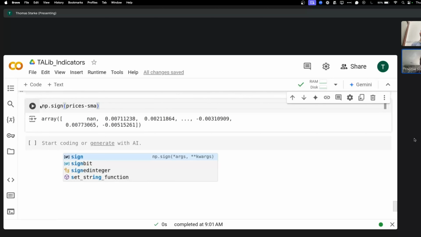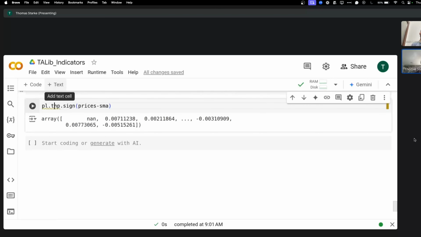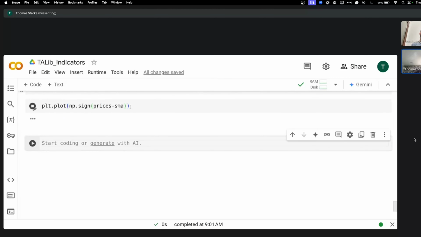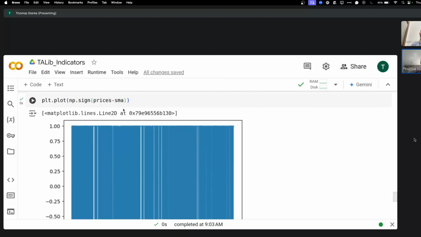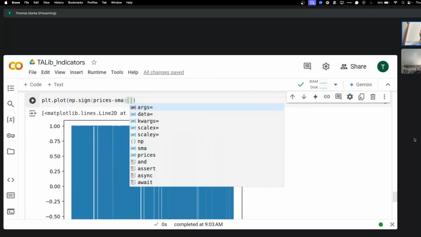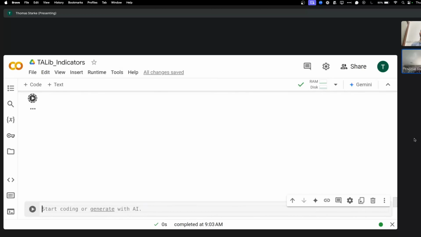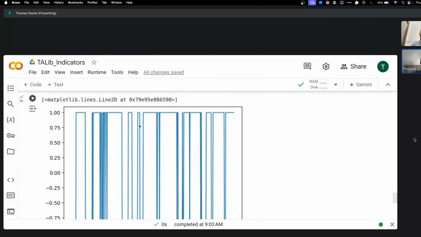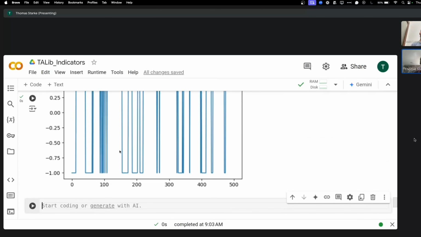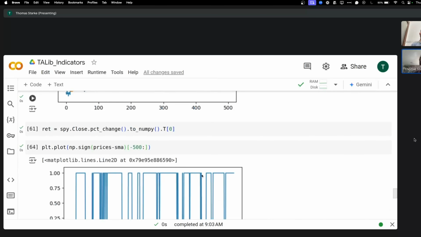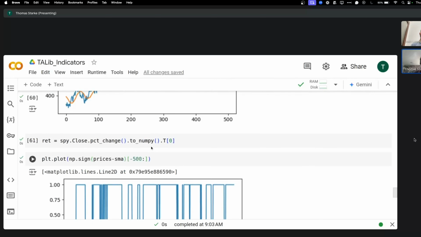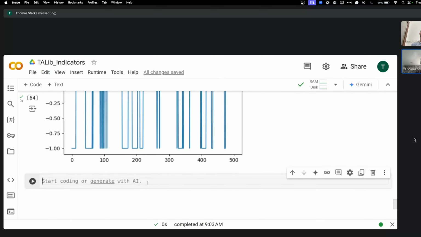Okay. So let's just plot this just to see whether we're correct. plot. And you can see here it jumps quite a bit. So let's just take the last 500 data points. And you can see here, it's sometimes below, a lot of the time it's above. Okay. So that's really cool. So now the question is, how can we use this to build a trading strategy?